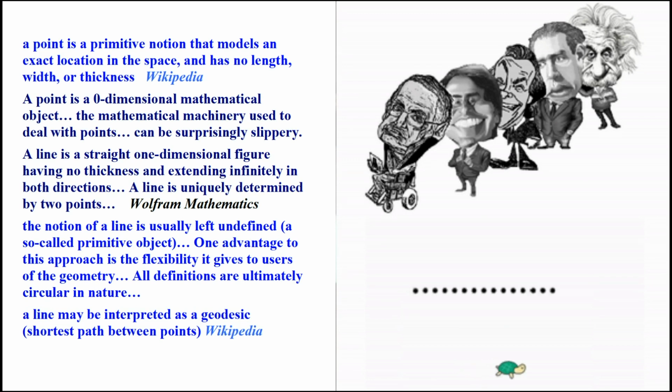And then they put this notion down there at the bottom. It says all definitions are ultimately circular in nature. Talk about the fine print, these disclaimers. And Wikipedia ends its notion there, it's an article saying a line may be interpreted as a geodesic. Shortest, what? Path. They're talking about a path. They're talking about an itinerary. They're not talking about a line between points.